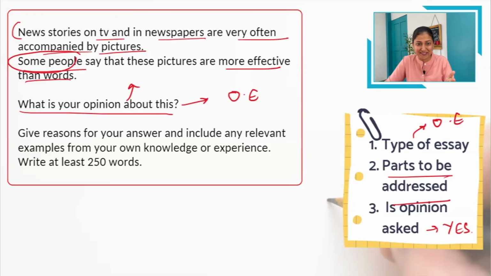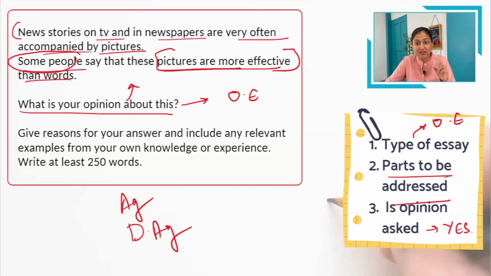Okay, maybe I am digressing. So, coming back to the topic, what are the parts to be addressed? I have to identify if I agree or if I disagree, right? With what? With pictures being more effective than words or not. So, this is the part that I have to make sure I address. Are pictures more effective than words? And where are these presented? On news stories on TV and in newspapers. Both should be there. See, it says and. You see how important it is? Okay. So, these are the parts.